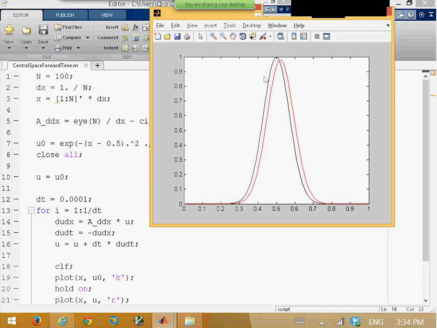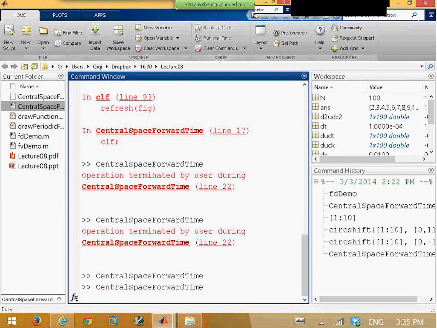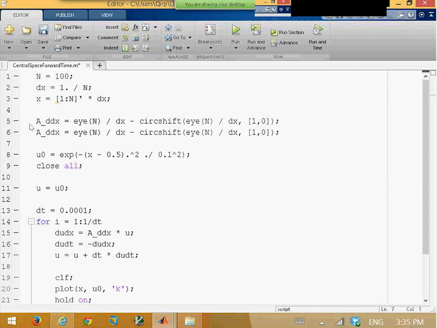I'm going to get the same solution. Of course, this is backward in space. I get a solution that moves towards the right, but also decays. Right, so this is what I have as a backward difference, and I can modify this.